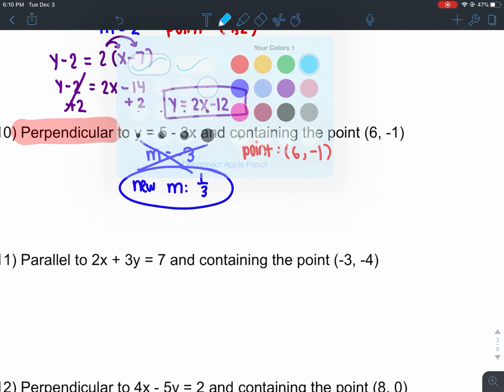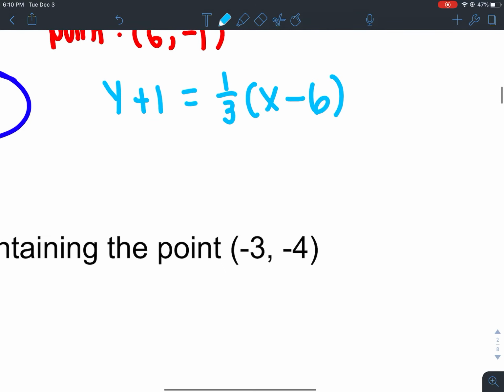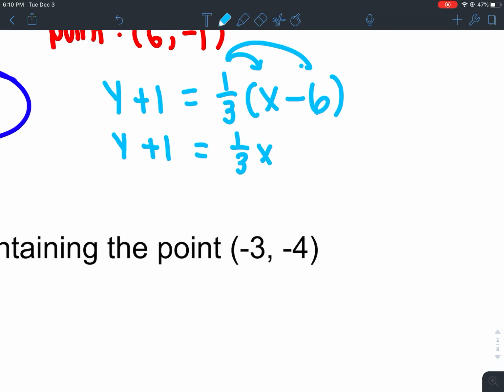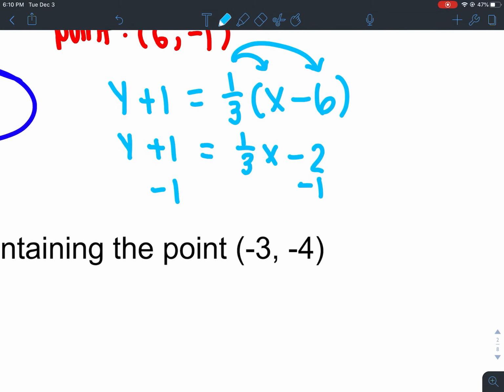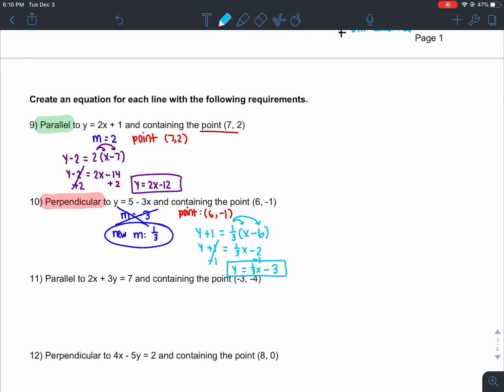Okay, so now we're going to do point-slope form: y plus 1 equals 1/3 (x minus 6). We distribute the 1/3 x, and then 1/3 times -6 is -2, and then we subtract 1 on both sides. We get y equals 1/3 x minus 3. All right. The hardest part about this is to remember, do you need a parallel slope or a perpendicular slope? That is the most common mistake that I see.